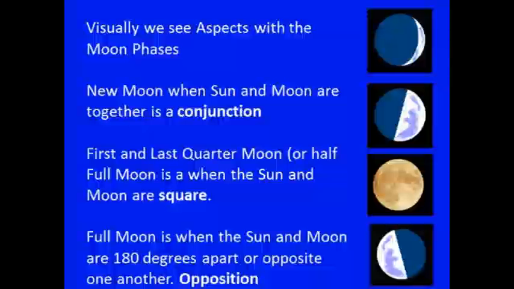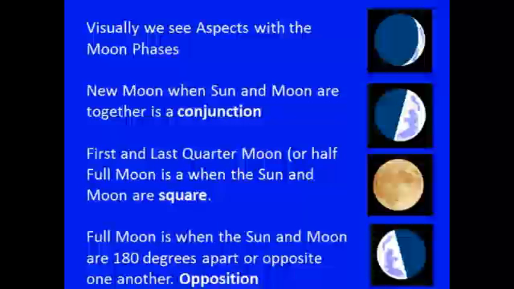Now, the first and last quarter moon, when the moon is half full, is a time when the sun and the moon are at a 90-degree angle to one another. So they are in a square, and it lights up half of the moon. Now, in the first quarter moon, the moon is going to continue to gain in light, and in the last quarter moon, it's going to continue to shrink in light. That all has specific meaning, but I'm just kind of giving you the idea of how we can visually connect with aspects.